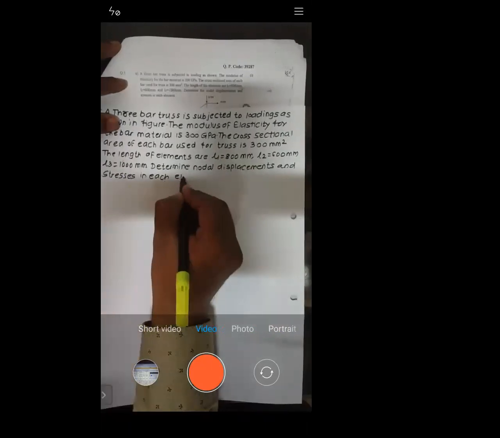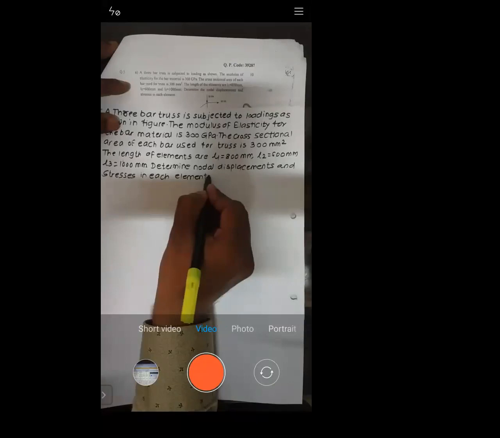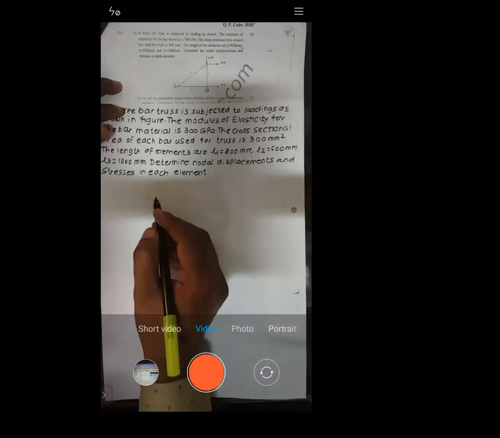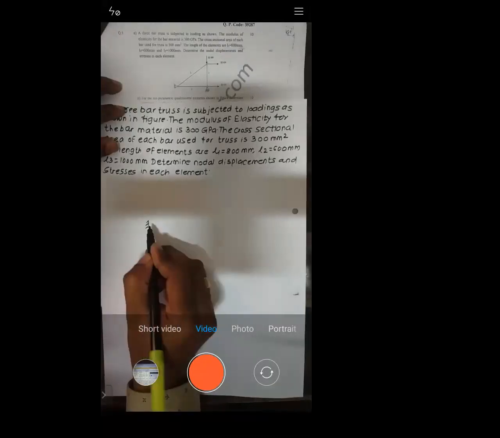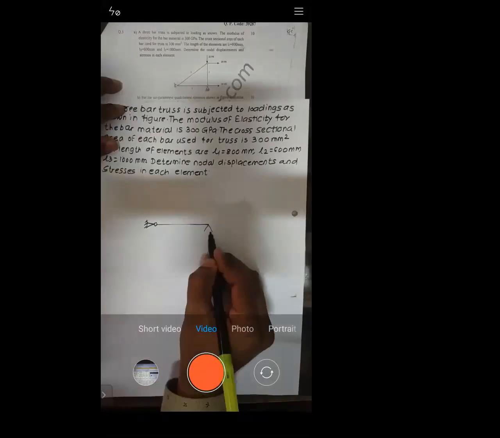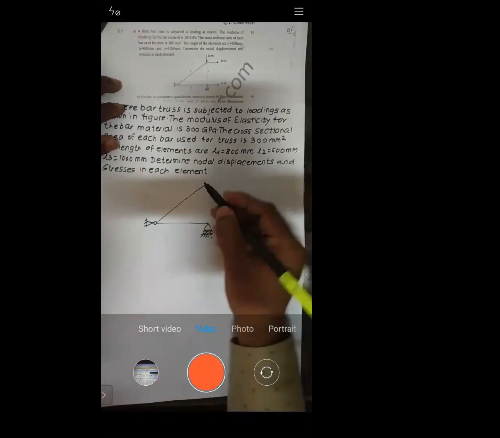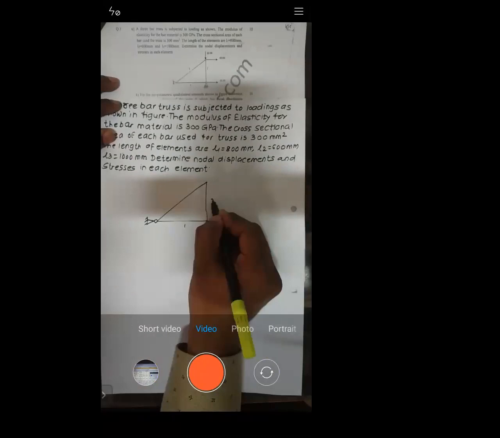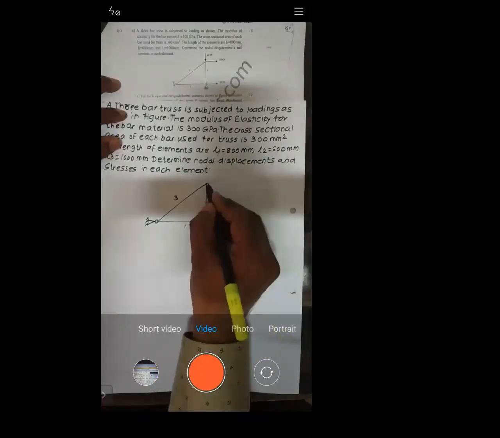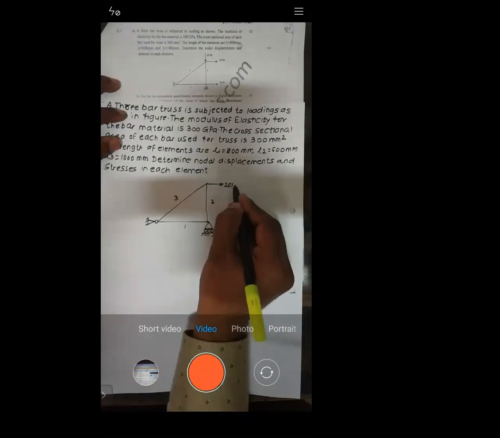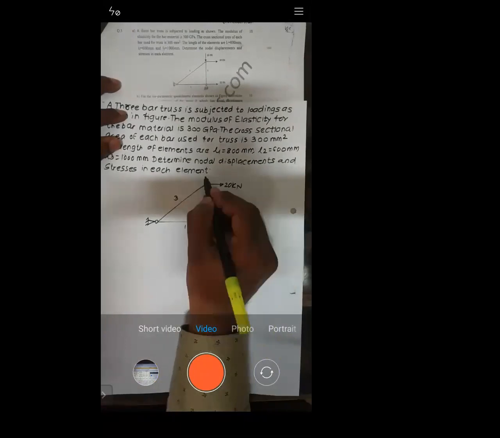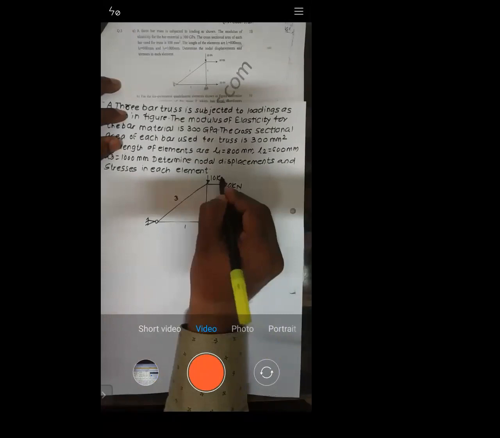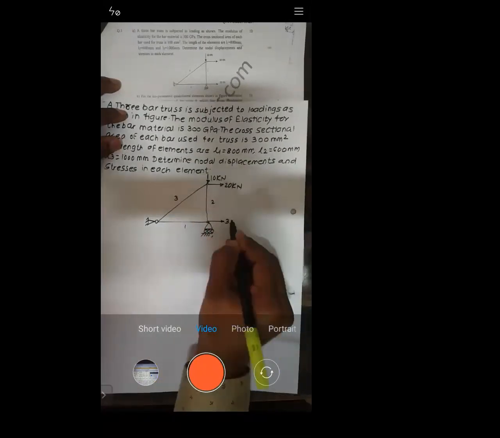Now the diagram is given like this. On one end we have this fixed support. Here on the other end, it is supported with the roller. One more element we have like this. They themselves have numbered the elements, so there is no need of discretization further. This is 20 kilonewton, this is 10 kilonewton, which they applied, and here they applied 30 kilonewton.